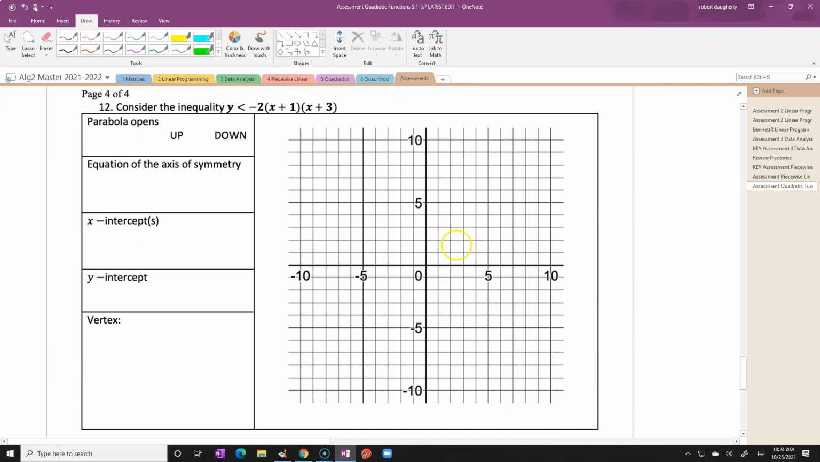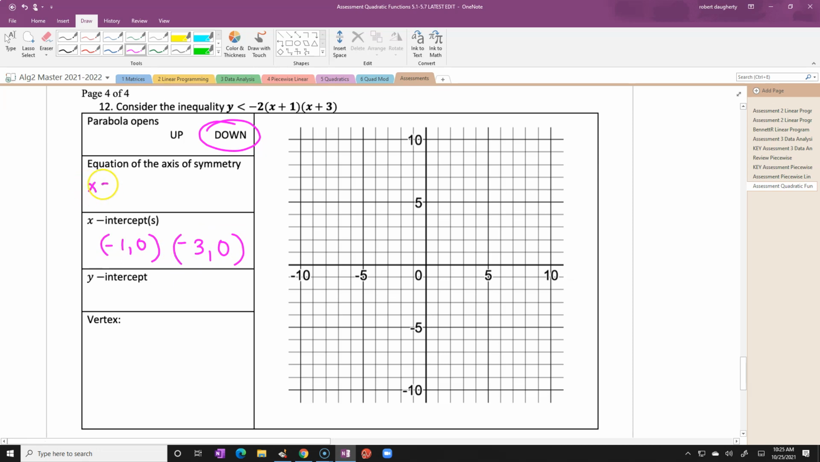Looking at this inequality, this is something that opens down. The x-intercepts are going to be at (-1, 0) and (-3, 0). The axis of symmetry is going to be x equals (-1 plus -3) over 2, which is going to be -2.